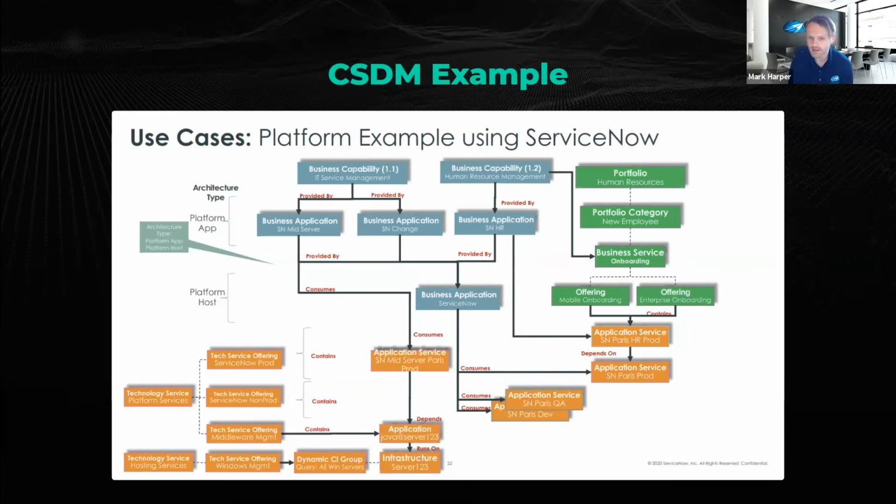And it's really at that application service level, the ones that we're seeing in orange right here, that we're associating with incidents, problems, and changes, because that's the operational nature that's used to deliver the business application. The other change that we're seeing right here is the dynamic CI group in action down at the bottom.